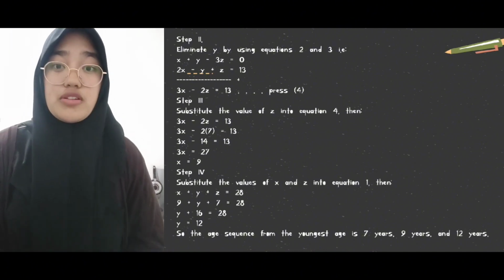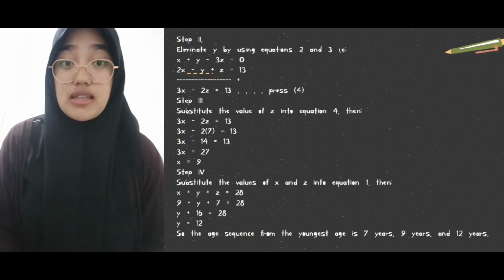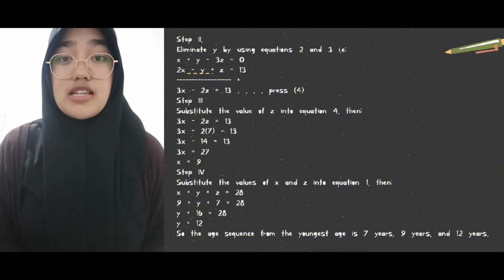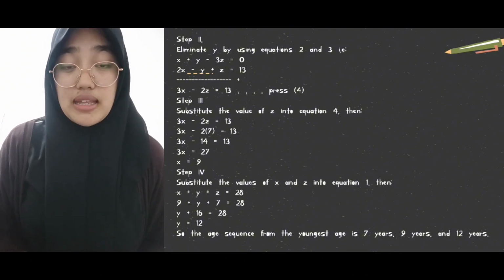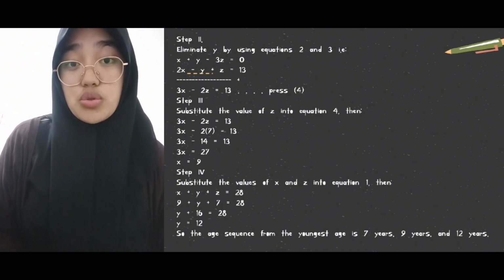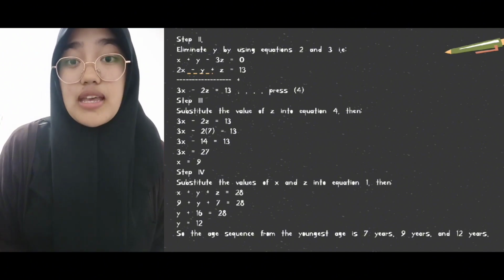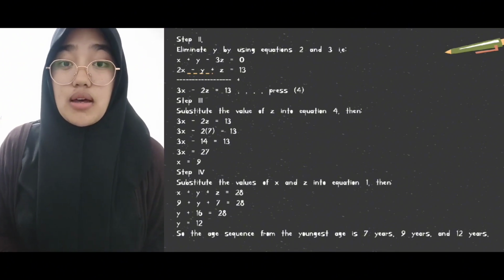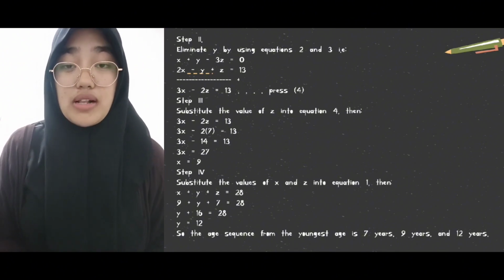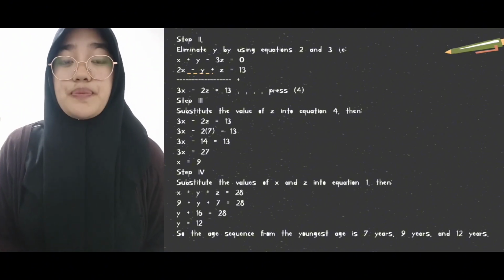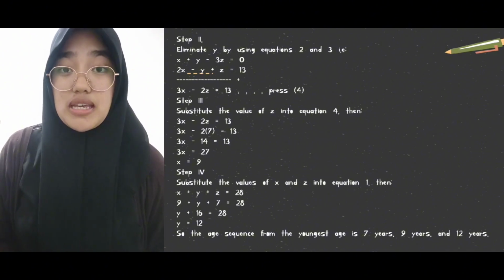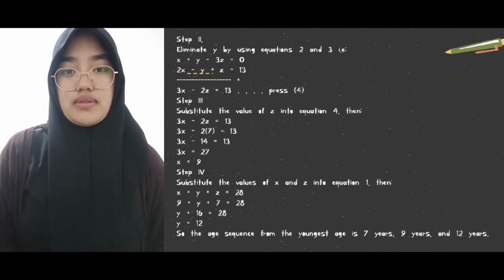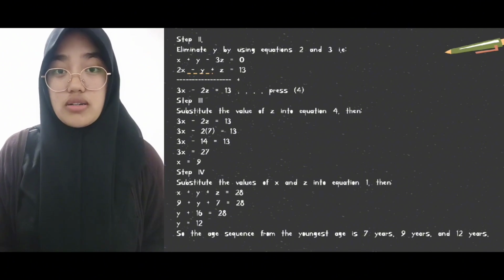Step 3. Substitute the value of z into equation 4. Then 3x minus 2z equals 13, so 3x minus 2 in brackets 7 equals 13. 3x minus 14 equals 13, 3x equals 27, x equals 9.